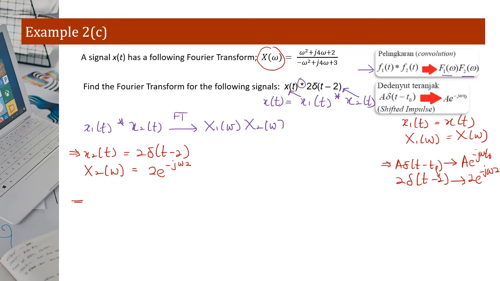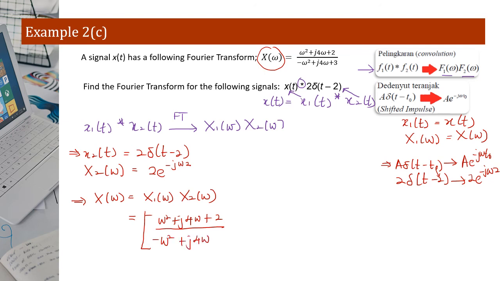Now solve the convolution. Your X(omega) equals X1(omega) multiplied with X2(omega). X1, which equals X(omega), is omega squared plus j4 omega plus 2, divided by negative omega squared plus j4 omega plus 3, multiplied with X2(omega) given by 2 e to the minus j omega 2. Then simplify the equation. Please simplify or solve the equation. Okay, with that, thank you.